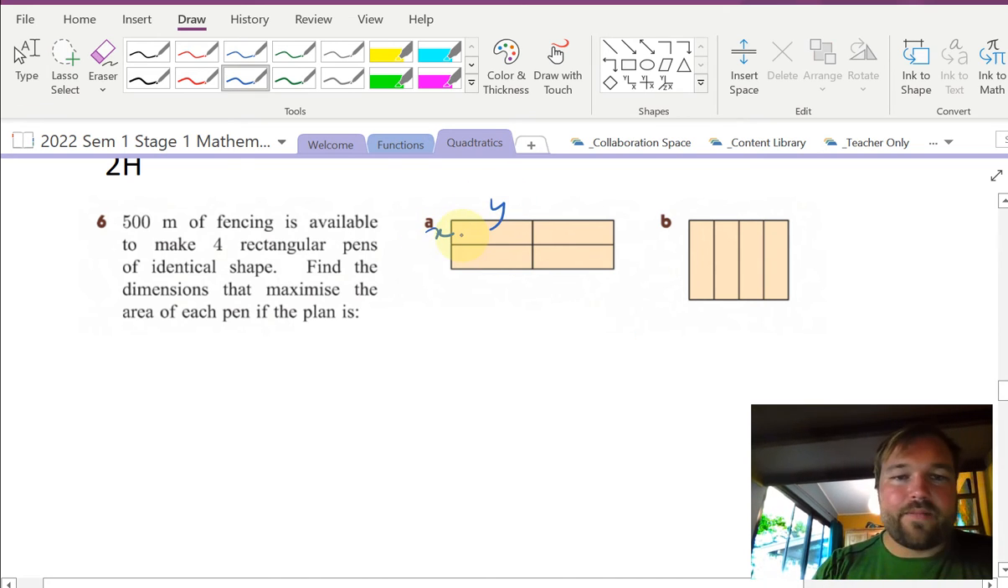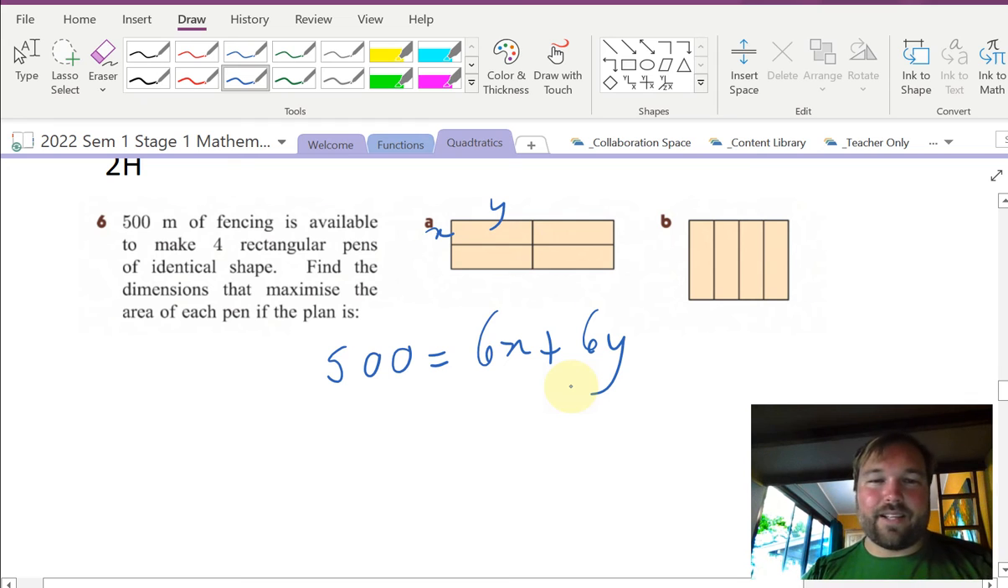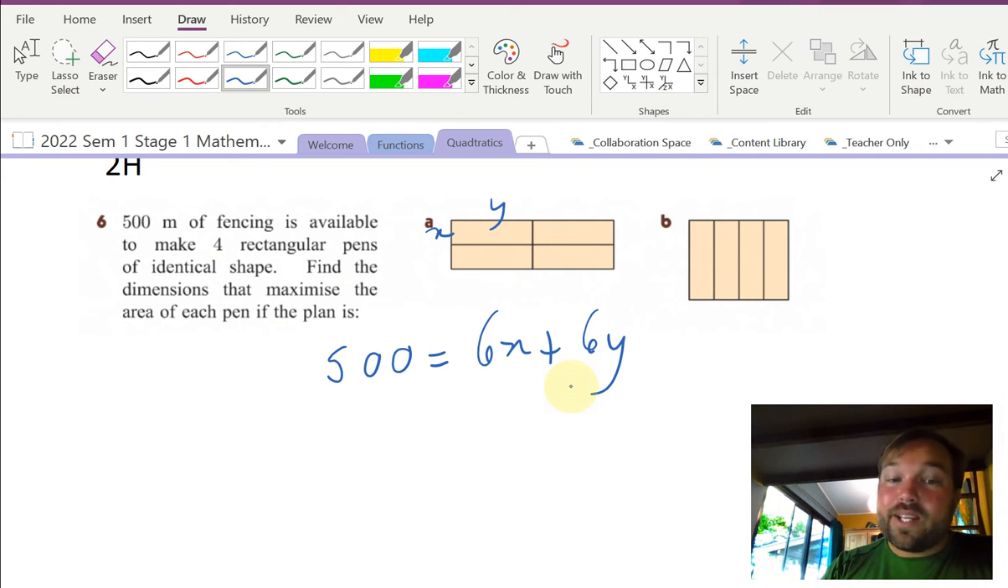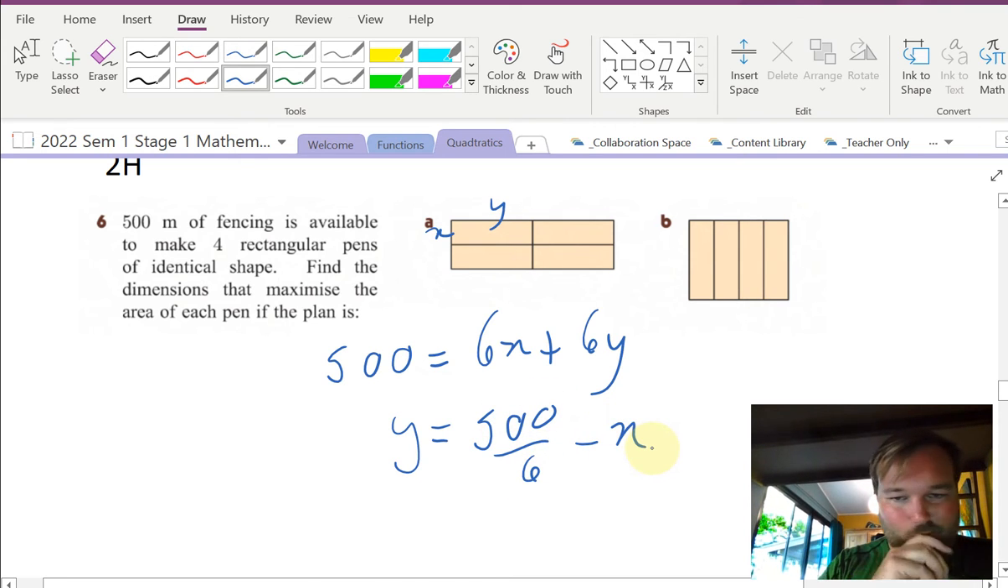X, Y. Alright, the 500 is equal to 1, 2, 3, 4, 5, 6x plus 6y. I'm hopeful that you guys can see that there are 6 of each of those lines that I've defined. We know we need to rearrange one of these. We'll rearrange to get y by itself. So y is 500 on 6 take x. If you go through the rearrangement steps, you'll end up there.